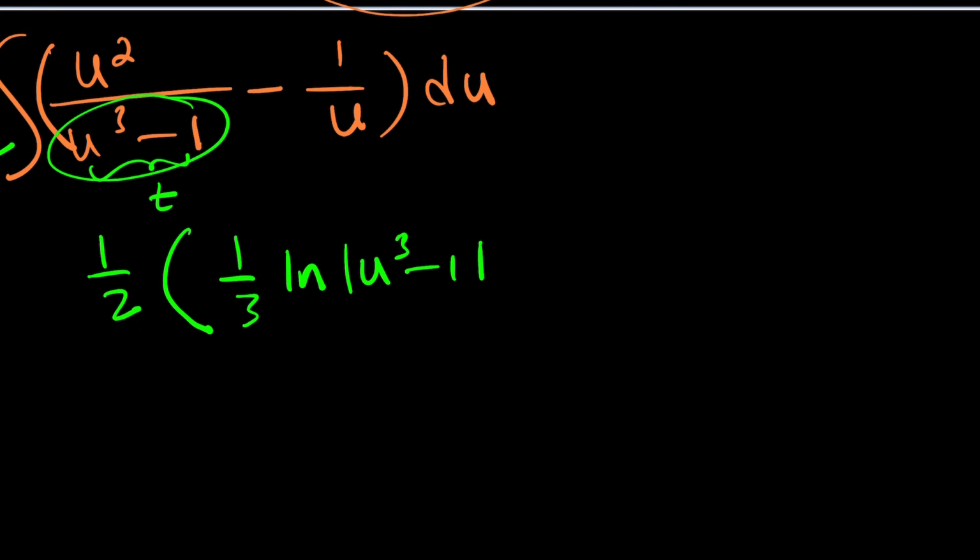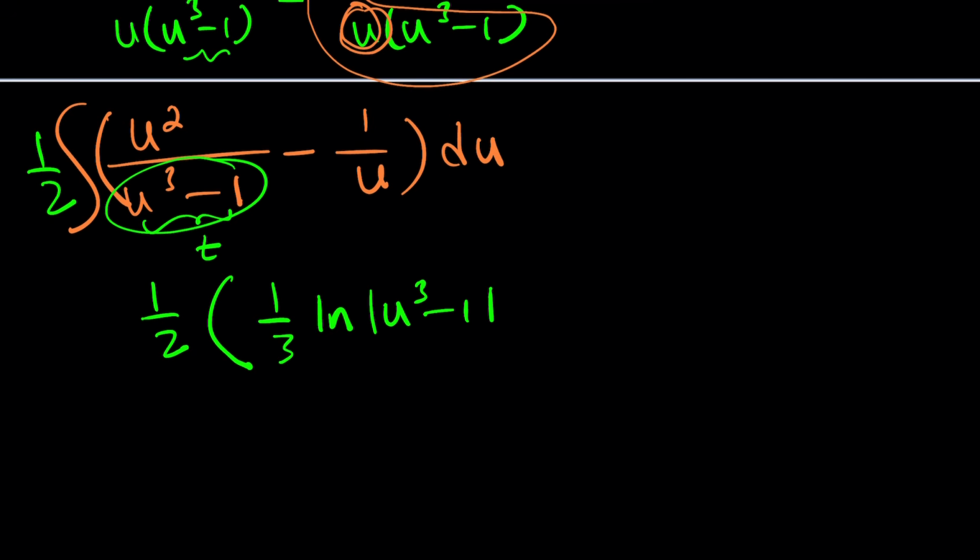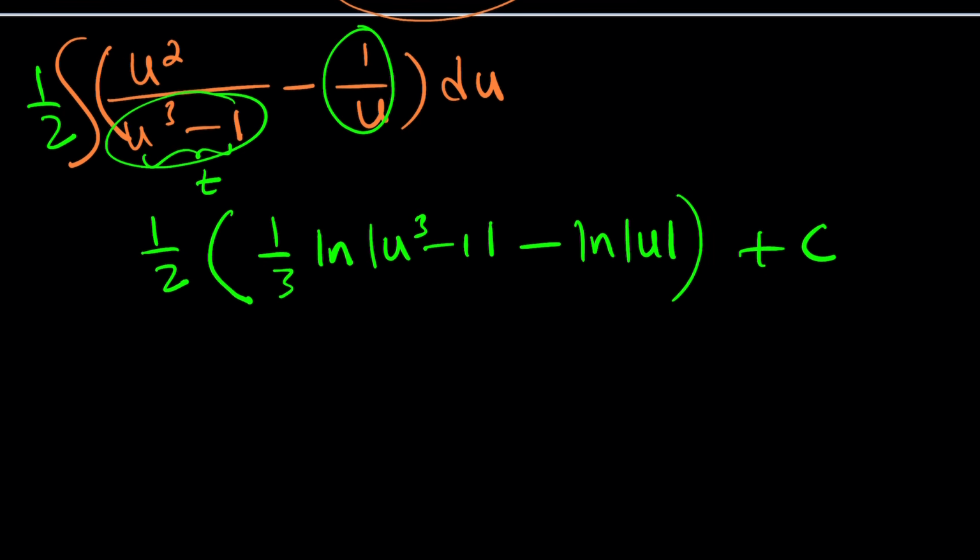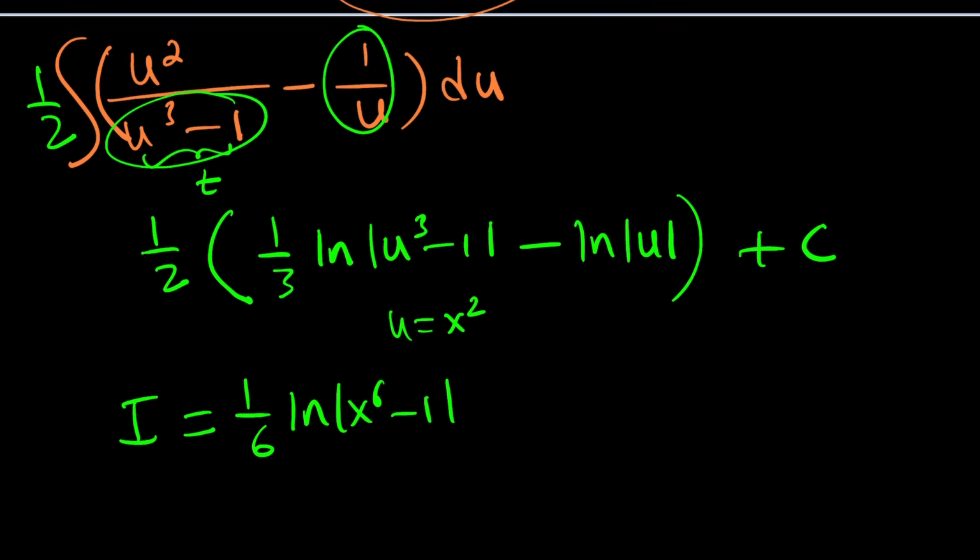And then it's going to turn into minus, this is just going to be ln u, right? And again, with the absolute value. And of course, at the end, you're going to have a constant now. If you substitute u equals x squared, that's what we had, right? You're going to get, and distribute everything, something like, for our integral, 1/6 of ln x to the 6 minus 1 minus ln absolute value of x plus c.